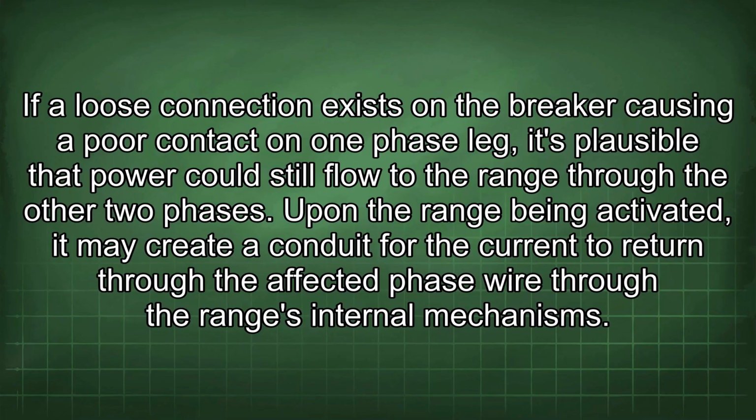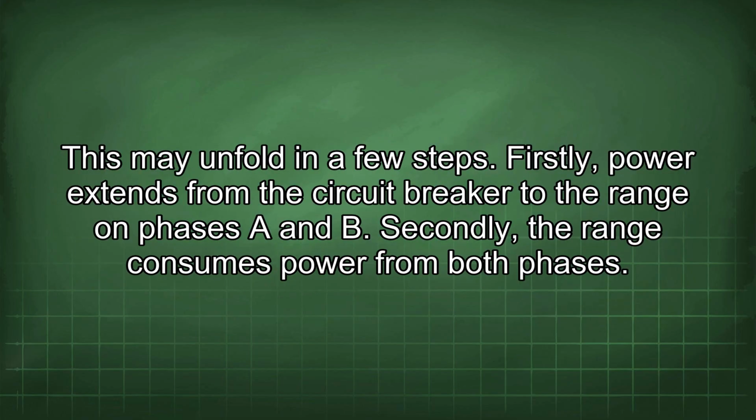If a loose connection exists on the breaker causing a poor contact on one phase leg, it's plausible that power could still flow to the range through the other two phases. Upon the range being activated, it may create a conduit for the current to return through the affected phase wire through the range's internal mechanisms.